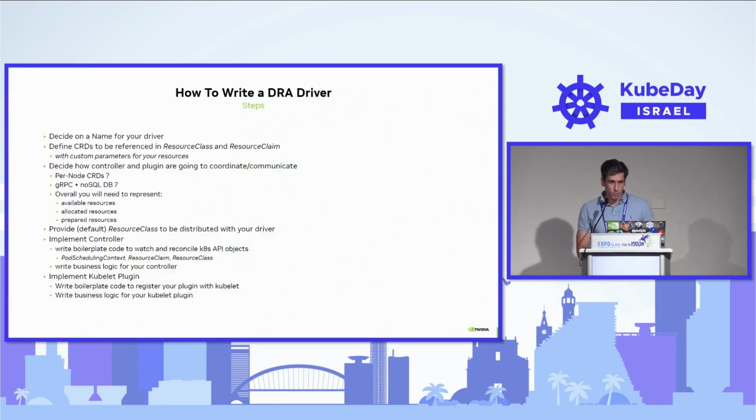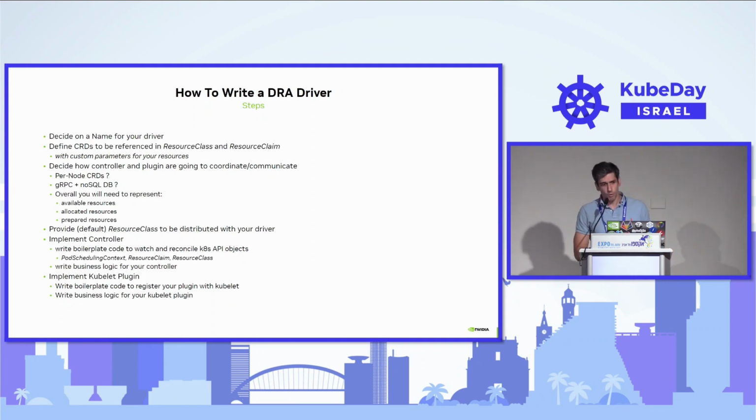So essentially what you would need, you need to first, of course, define a name for your driver. Define the CRDs which are to be referenced in the resource class and resource claim parameters. Essentially, these are custom parameters for your resource, which may be global or per resource allocation. You decide how the controller and the plugin are going to coordinate or communicate. Is it per node CRDs? Is it some gRPC with some database? Combination of the two. The key concepts here that you essentially need to represent the following.